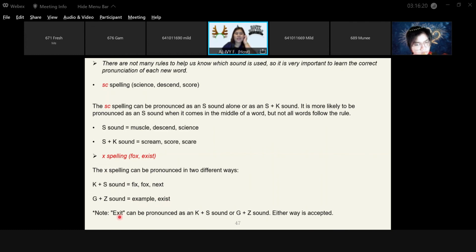So note that exit can be pronounced as a K and S sound or a G plus Z sound. Either way is accepted. Okay, if you say exit, it's correct. Exit is also acceptable. You can use either way, whichever you are comfortable with. Okay, so that is the reading of SC and X spelling.